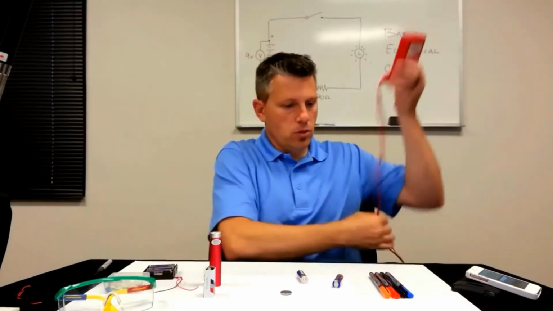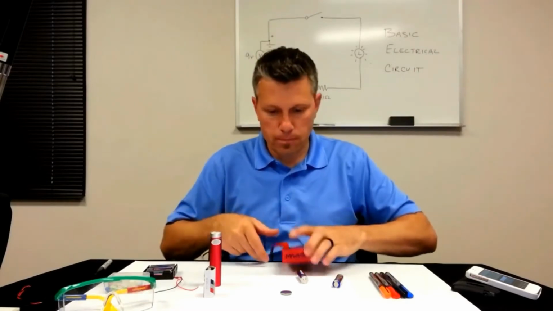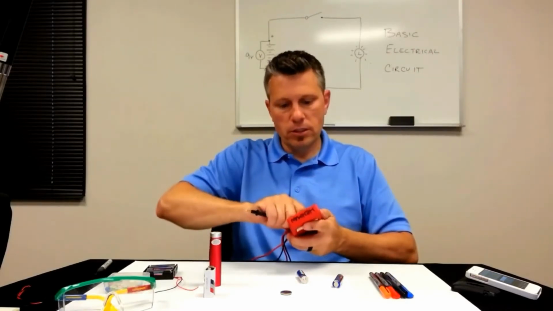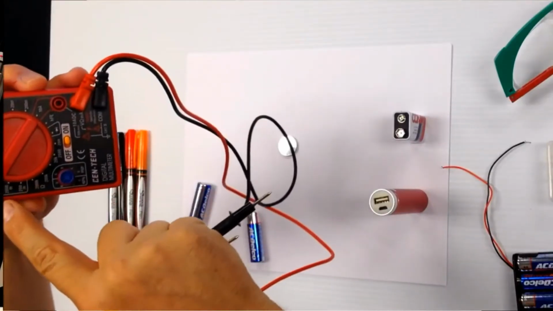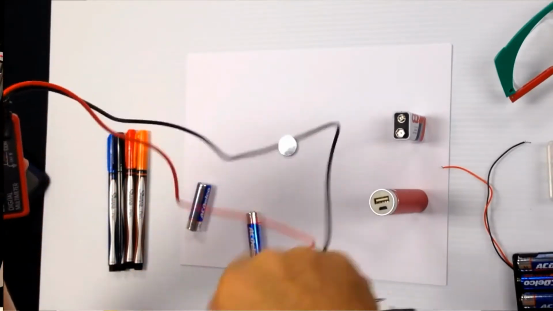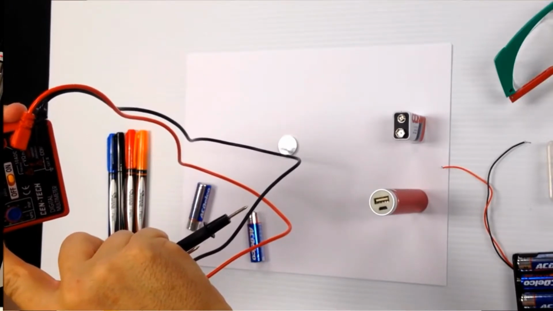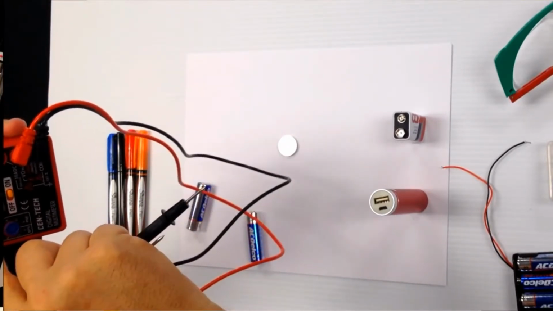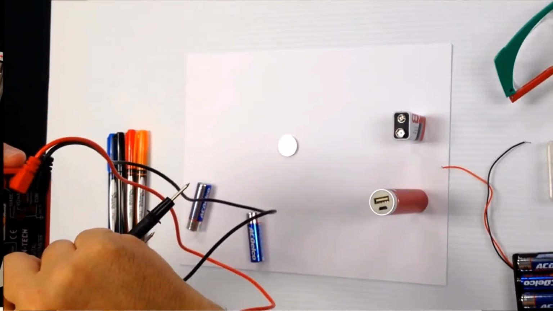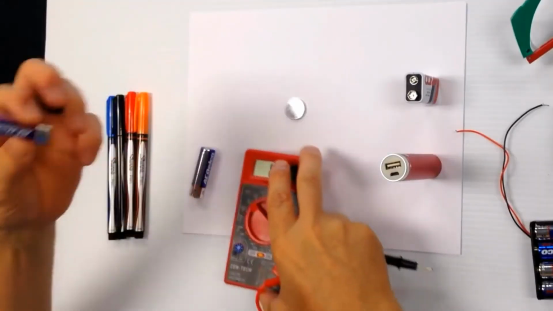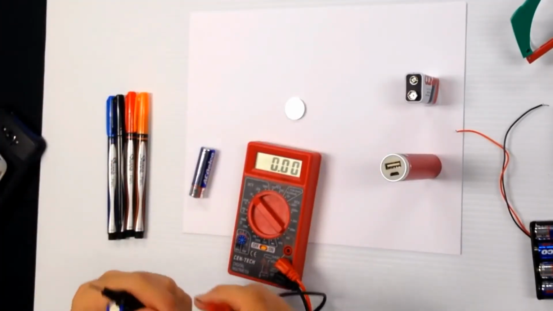So what I'm going to do is show you how to test the voltage on here. I'm going to turn it to DC volts. I'm going to set it here to 20 because these batteries are all less than 20, but they're going to be more than 2,000 millivolts, and we'll test it out and see what it says. So I've got my AA.